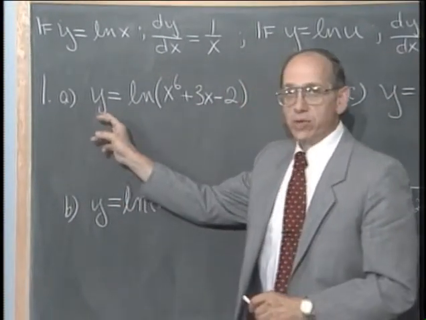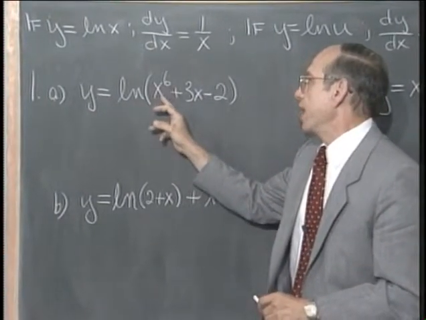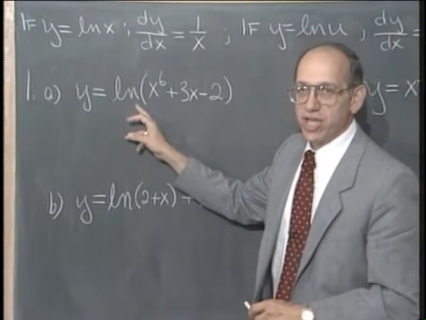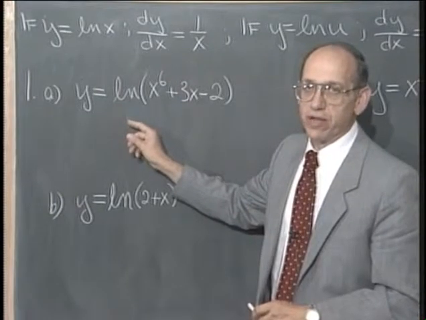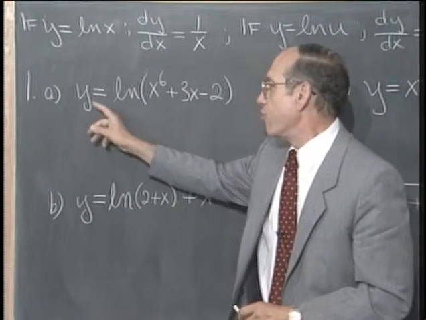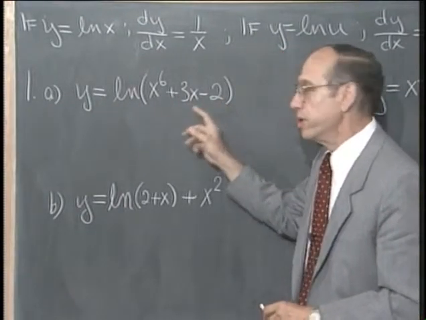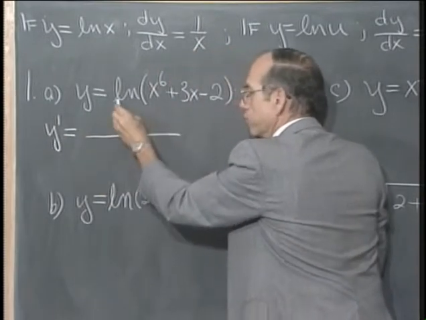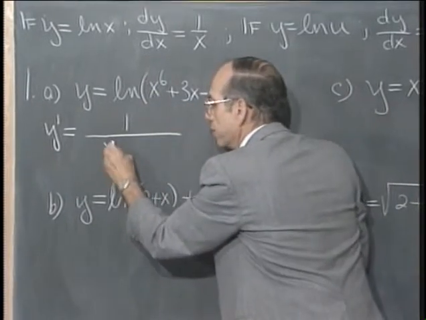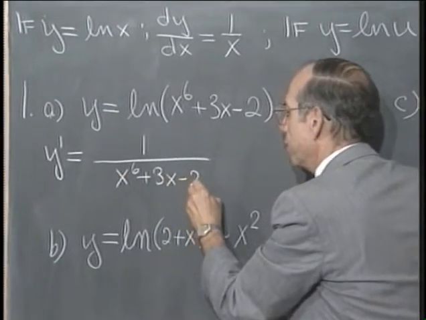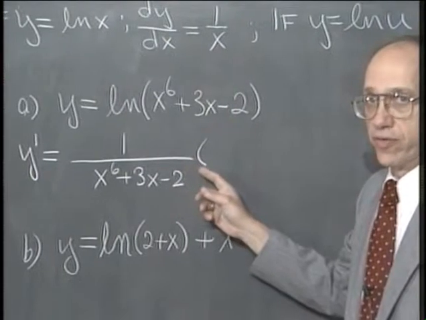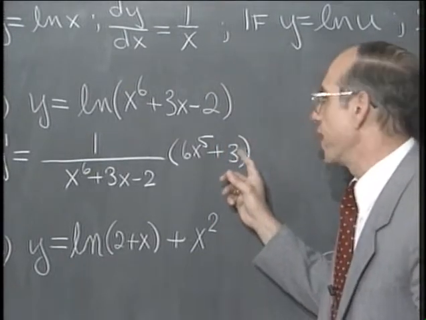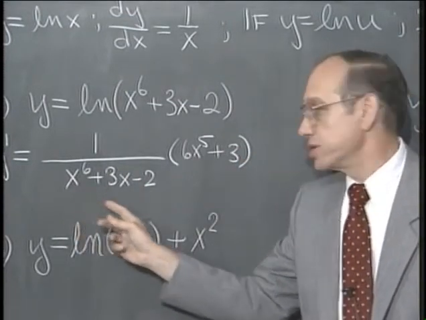Problem 1a: we have y equals the natural logarithm, ln, of x to the 6th plus 3x minus 2. Let me warn you that although I'm going to write ln, I may very well say log, because to a mathematician, the only logarithm he really uses is the natural log. The derivative, dy/dx, or y prime, is equal to 1 over u, where u is x to the 6th plus 3x minus 2. So this is 1 over x to the 6th plus 3x minus 2 times the derivative of u. By the chain rule, the derivative of u is 6x to the 5th plus 3. We could write this as a single fraction: 6x to the 5th plus 3, divided by x to the 6th plus 3x minus 2.